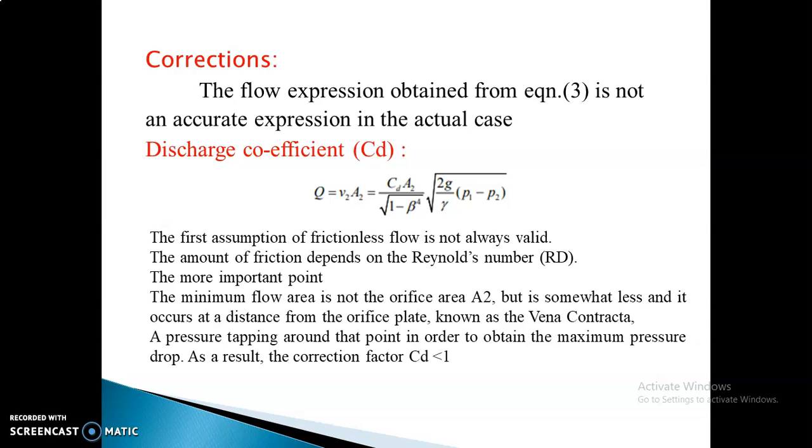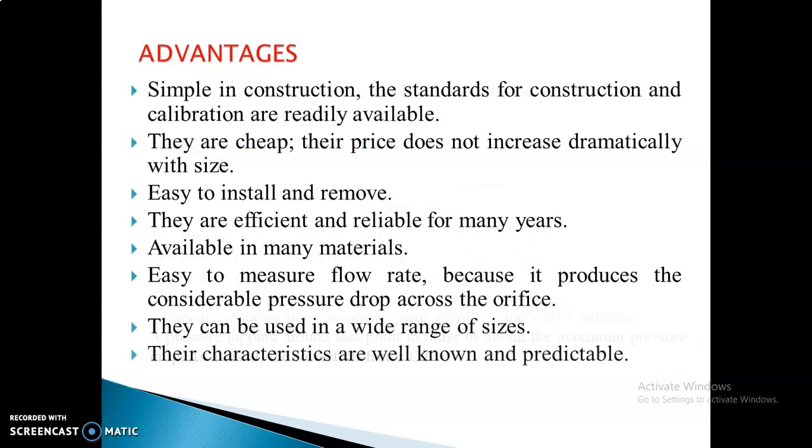The amount of friction always depends on the Reynolds number, and a more important point is that the minimum flow area is not the orifice area. In some cases it is less. So these are the corrections made while calculating the flow rate. Moreover, the correction factor, your discharge coefficient value, is always less than 1 while calculating the flow. So whatever corrections are obtained in the orifice flow meter, they are just calculating the discharge coefficient.